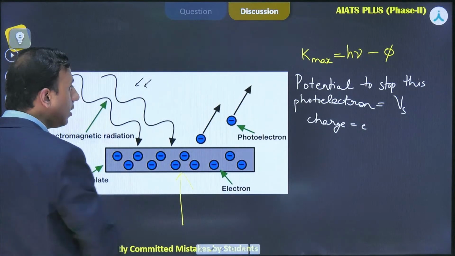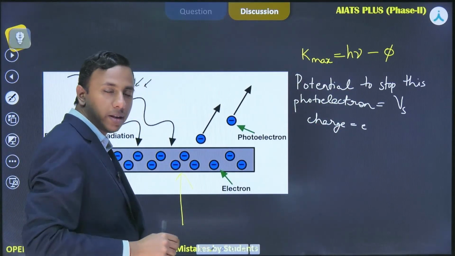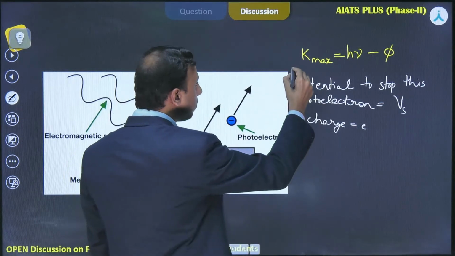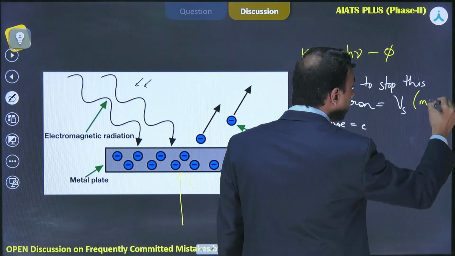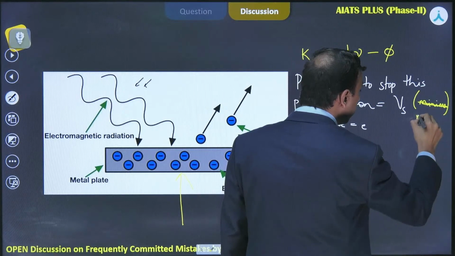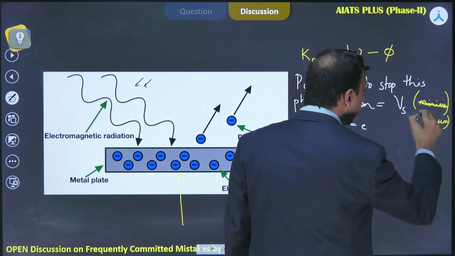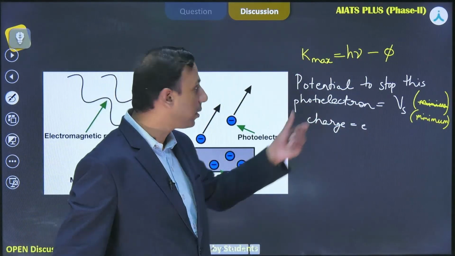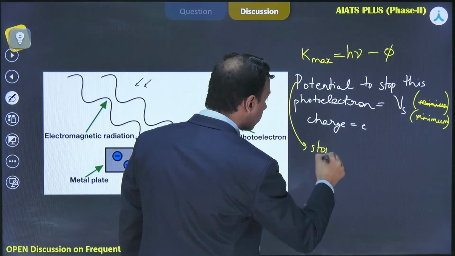So which is why, just like over there, we say that this potential is the minimum potential that needs to be deployed. So please remember, this is the minimum potential. Let me write it over here so that you can remember: the minimum potential, that is your stopping potential. Please remember, this is the stopping potential.